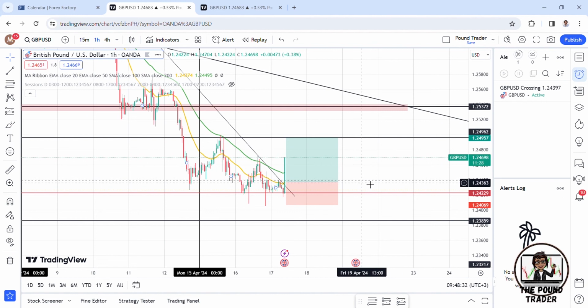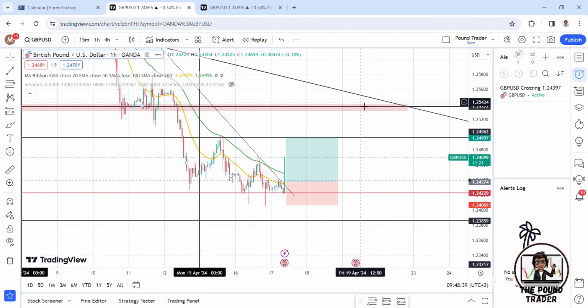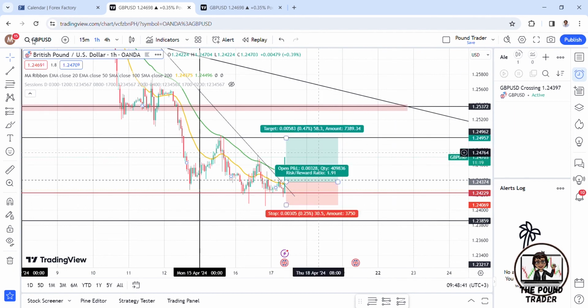We have 11 minutes for it to close. It's still shooting up, but I would like for it to retrace down a bit for a better entry, better risk to reward, and then I will take my trade. I hope that makes sense. I didn't want to talk too much.